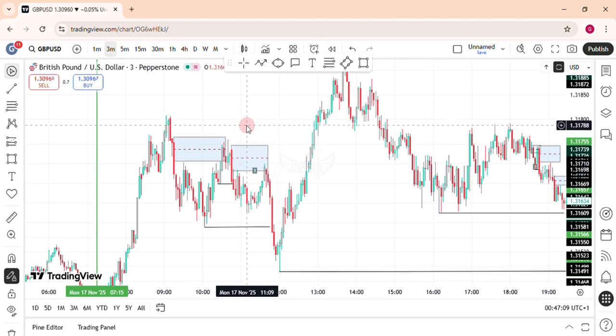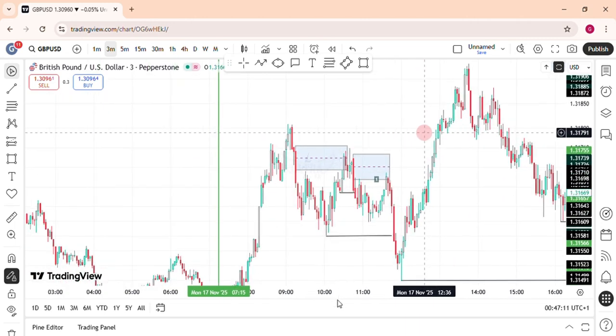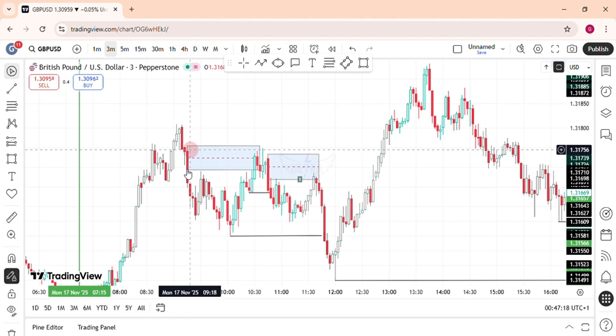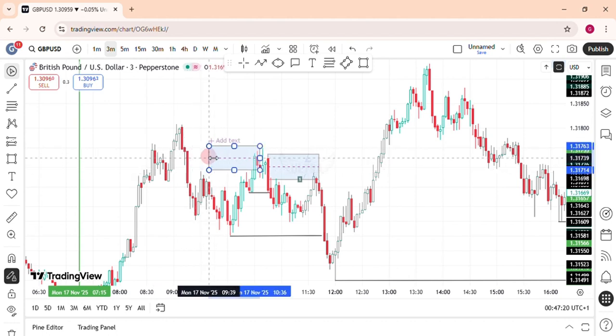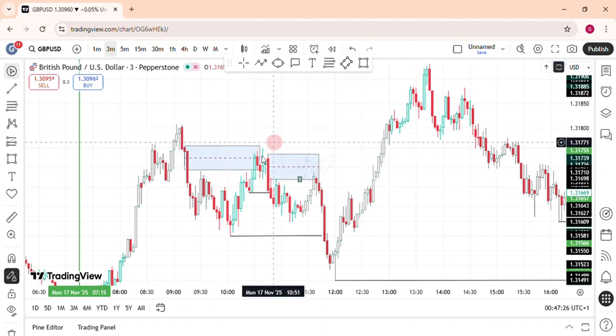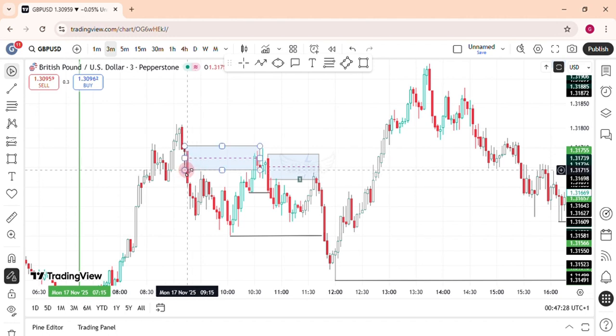So without much further ado, let's move on to what we had on Monday. On Monday morning there was a bearish trade here. Around this side you can see a fair value gap. Price tapped into this fair value gap here. You can see price coming to this area because of this fair value gap.